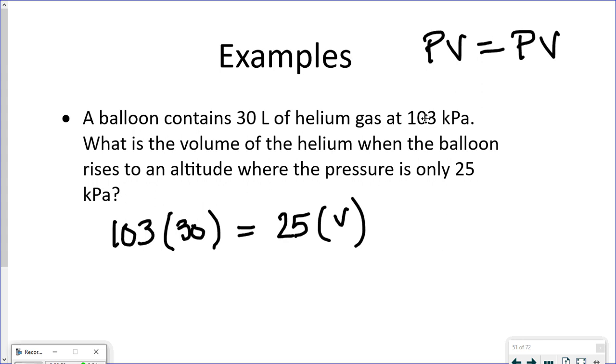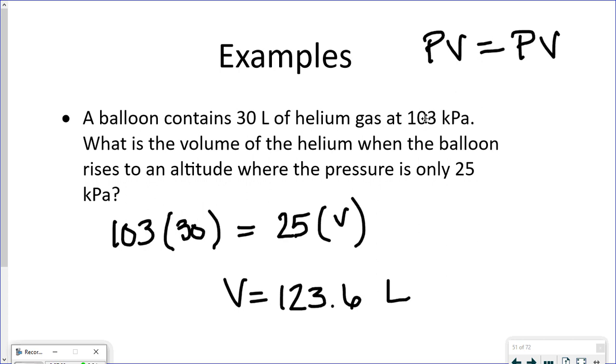So we would end up doing 103 times 30, and we're going to divide by 25 to get a final volume of 123.6. And always make sure to put appropriate units on here, so that should be liters.